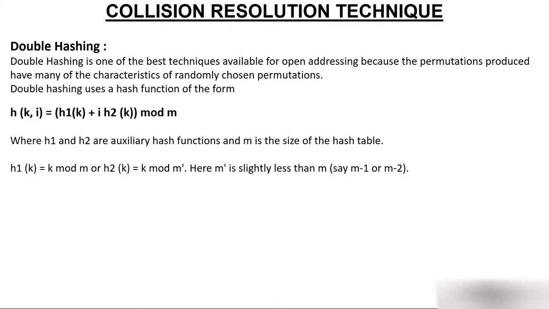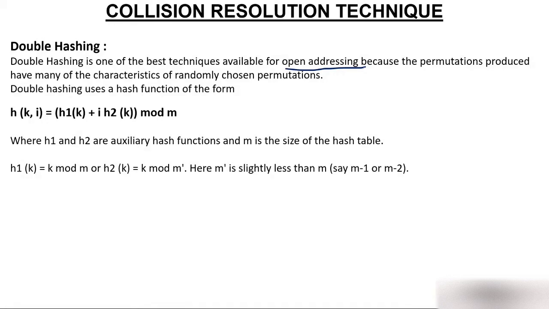Now we'll discuss double hashing. So what is double hashing? Double hashing is one of the best techniques available for open addressing. In open addressing, we have three techniques. One is linear probing, which we discussed in the third video. We have quadratic probing, which we have just discussed. Now we have double hashing.